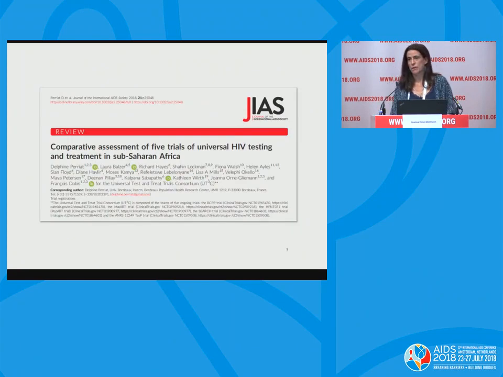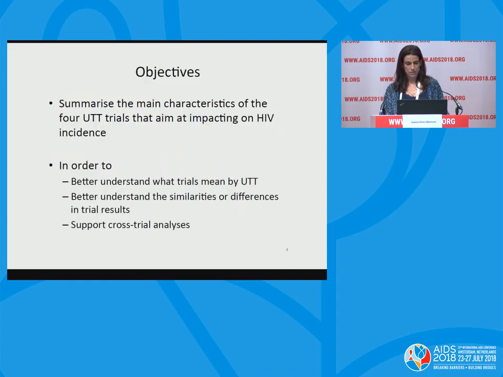So this work has been published recently in a paper in the Journal of the International AIDS Society. And basically, what did we aim to do? We aimed to compile and summarize, compare and contrast some of the main characteristics of the 4 UTT trials. Actually, the 5 studies at that time in that paper, the 5 are presented there, but today I'm focusing on the 4 UTT trials that aimed at impacting on HIV incidence.